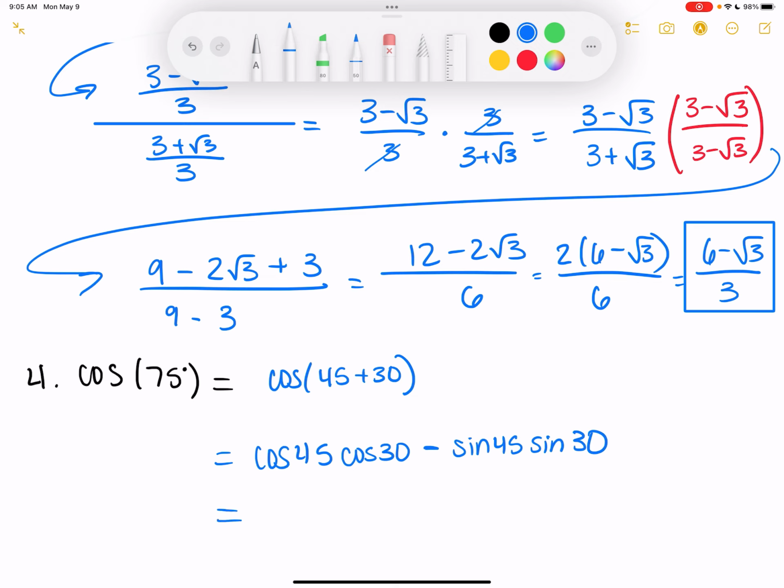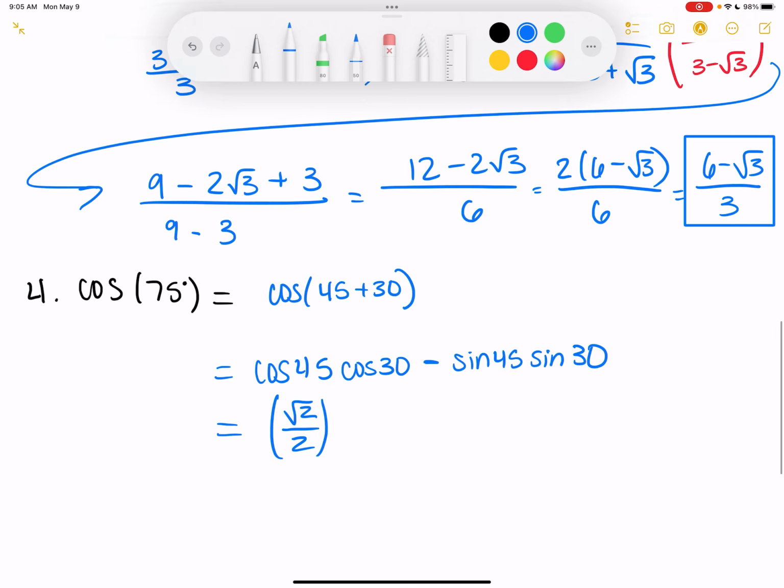Cosine of 45 is root 2 over 2. Cosine of 30, square root 3 over 2. Minus sine of 45, square root 2 over 2. And sine of 30.